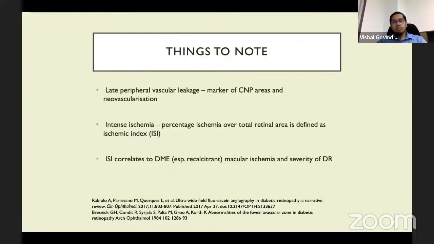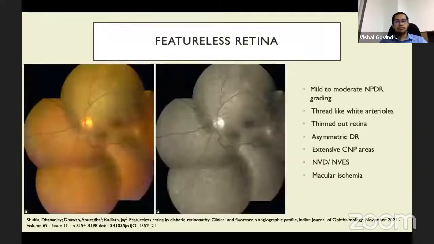This intense ischemia was noted in the previous images, and the percentage of ischemia of the total retinal area is defined as the ischemic index. This has a direct bearing on not just the occurrence of DME, but also the occurrence of recalcitrant DME, the occurrence of comorbid coexisting macular ischemia, and the severity of DR. So these indices are quite useful for us to understand, based on simple angiography, what phase of diabetic retinopathy the patient is in.